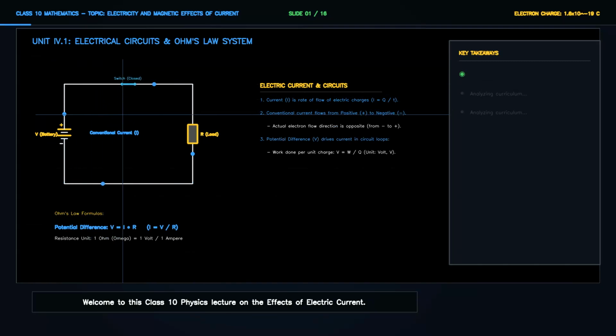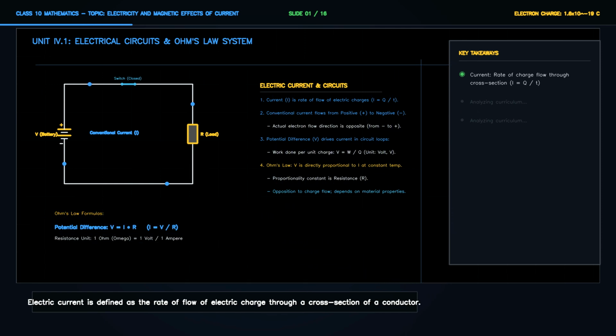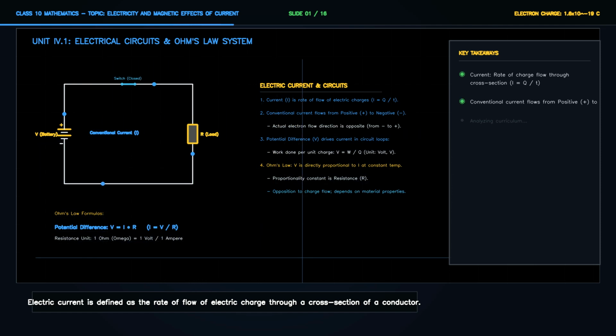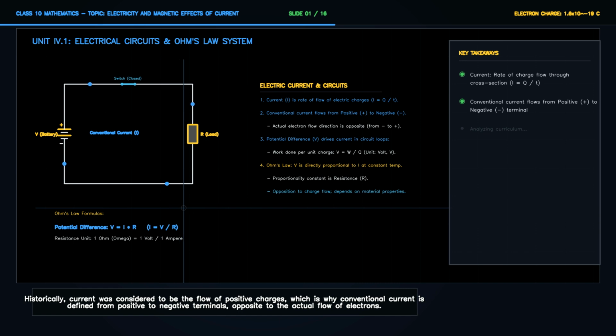Welcome to this Class 10 Physics lecture on the effects of electric current. Electric current is defined as the rate of flow of electric charge through a cross-section of a conductor. Historically, current was considered to be the flow of positive charges, which is why conventional current is defined from positive to negative terminals, opposite to the actual flow of electrons.